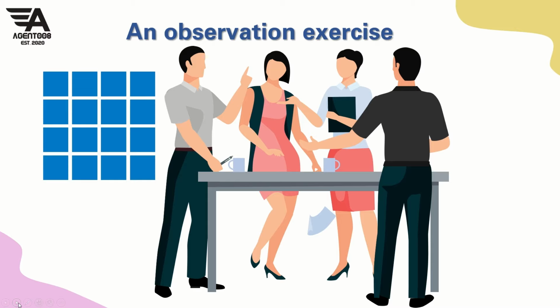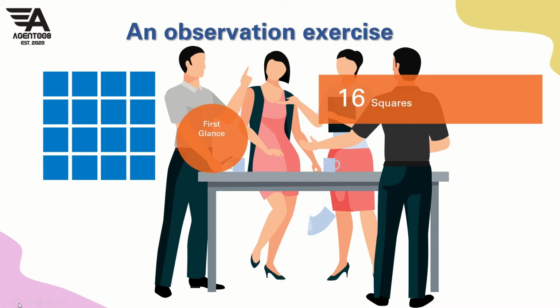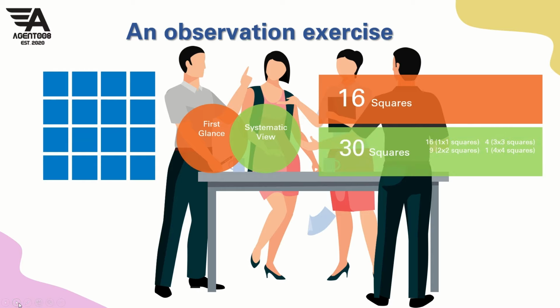And we want to separate that into 3 levels. At first, when you look at the picture, which is very obvious, you will be able to count 16 squares, right? But when you go through a systematic view of the structure, you will find there are other ways to count the squares. There are other configurations such as 2 by 2, 3 by 3, 4 by 4. If you count the sum of these configurations, you will end up with 30 squares.